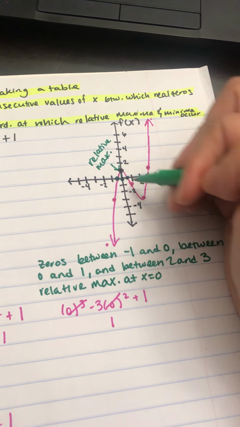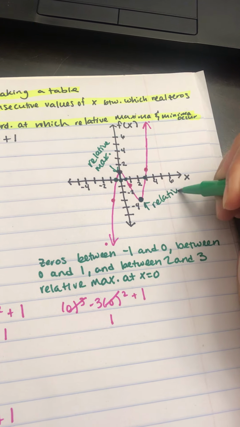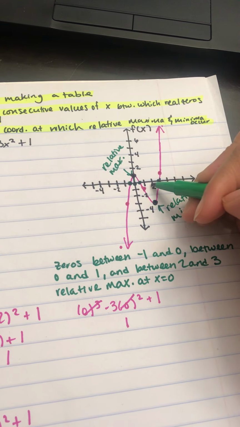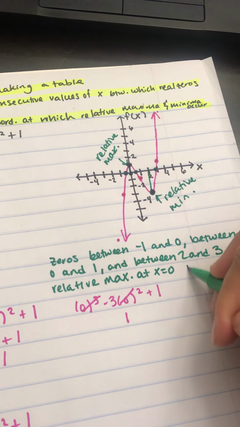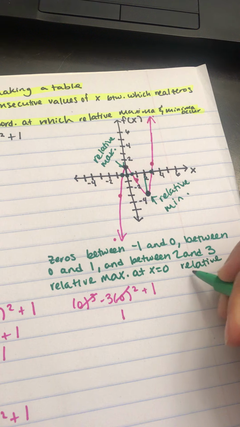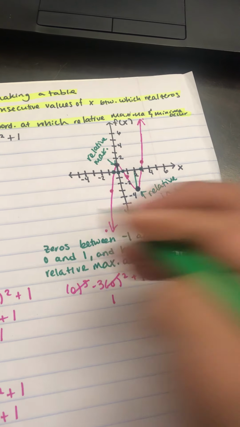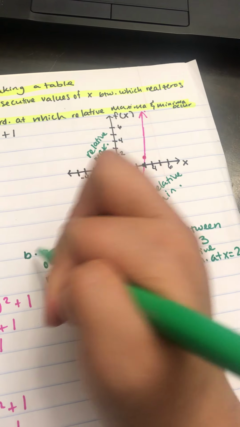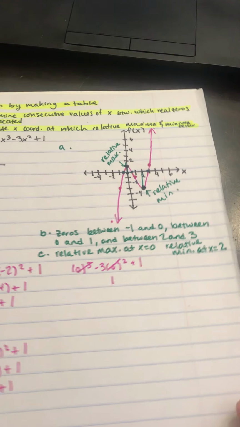And then if we continue down here, we have a low point. So this is our relative minimum. And it wants to know the x where it occurs, so that occurs when x is 2. So this is our answer for part B, and this is our answer for part C. Our graph was the answer for part A. Okay.